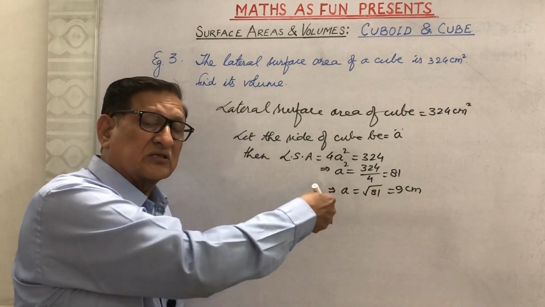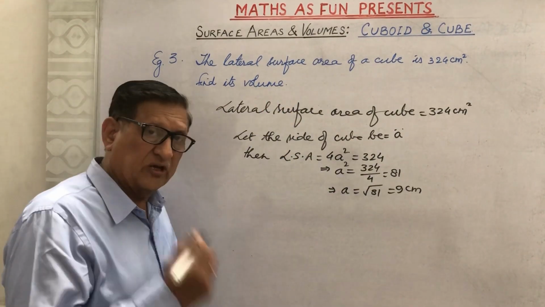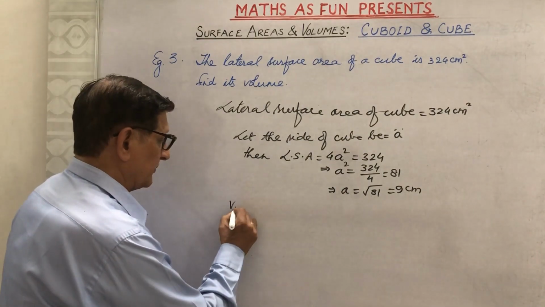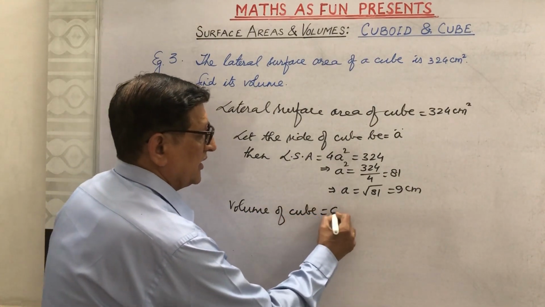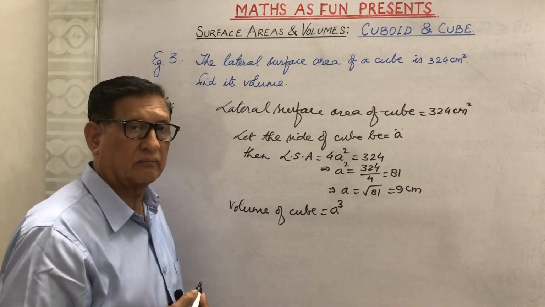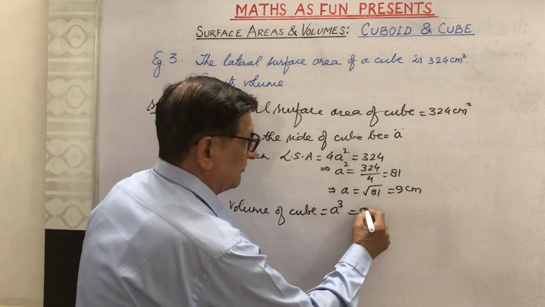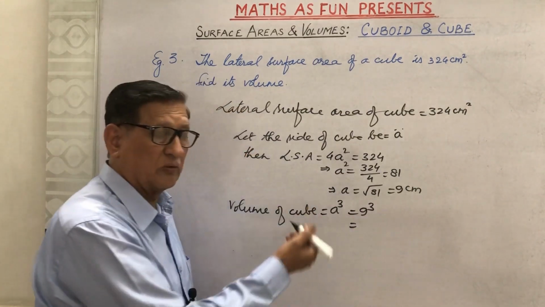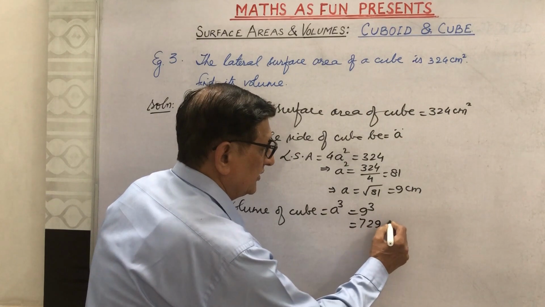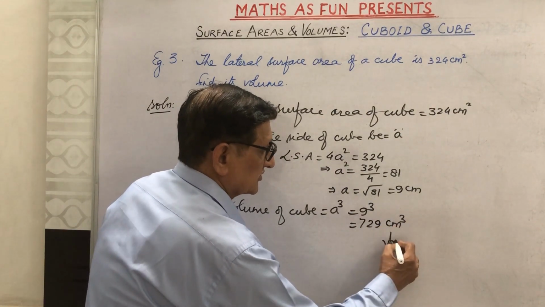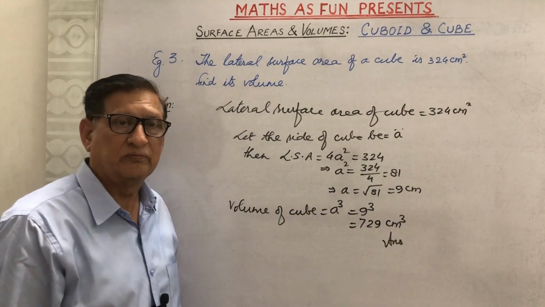Now after obtaining the side, we can find out the volume. We know the volume of the cube is given by A cube. A is 9, so it will be 9 cube. And we know the cube of 9: 9 into 9, 81, into 9, 729 centimeter cube. This is the volume of the cube.